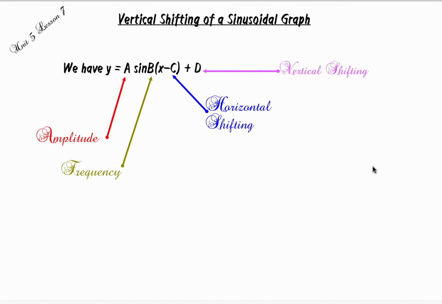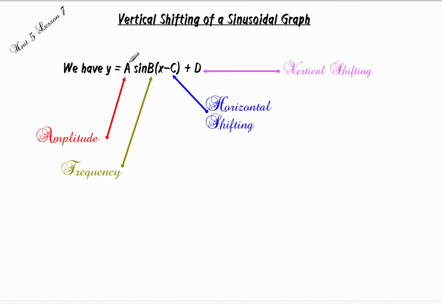Okay, we're going to look at our sine waves and our cosine waves, and we're going to start shifting them vertically. Now, just to go over what all these letters mean again, and to point out that I had this wrong in a last video. I said it was plus when it should have been a minus, but we'll get into that.